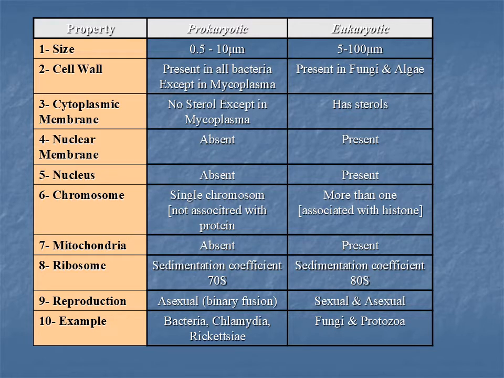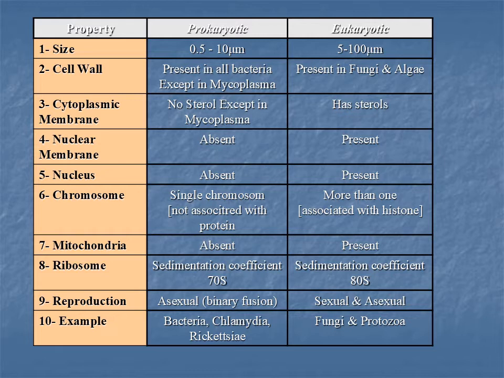Nuclear membrane is absent in prokaryotic microorganisms and present in eukaryotic. Nucleus is absent in prokaryotic, present in eukaryotic. You can see a single chromosome in the case of prokaryotic bacteria and more than one in eukaryotic. Mitochondria are absent in prokaryotic, present in eukaryotic. Different types of sedimentation of ribosomes, and reproduction in the case of prokaryotic microorganisms.